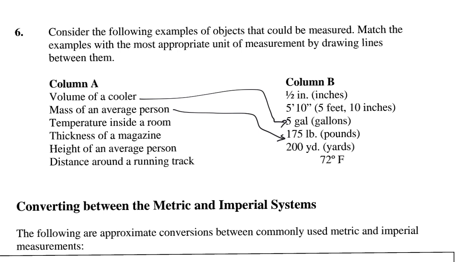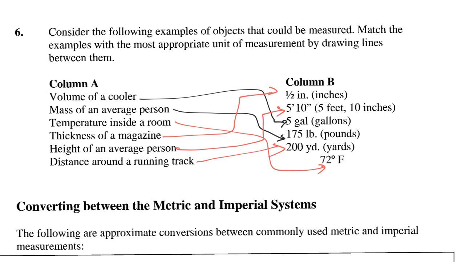For the temperature in a room, that's going to be 72 degrees Fahrenheit. Thickness of a magazine, or the height of an average person, is probably the easiest one to get right here. 5 foot 10 inches. Distance around a track, 200 yards. So a half inch would be the thickness of a magazine.